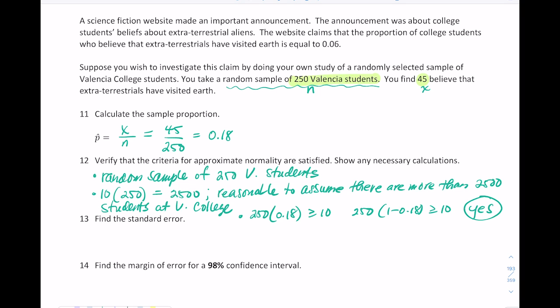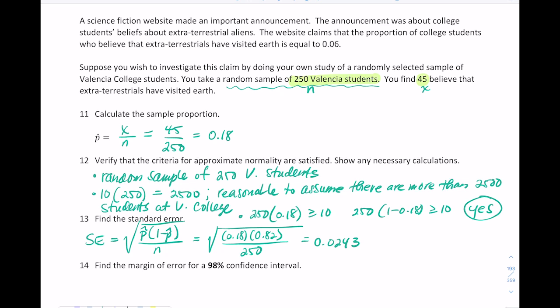So the true percentage of Valencia students who believe that extraterrestrials have visited Earth. Okay, so I need to find the standard error. And to do that, remember, I'm using the same formula I used for hypothesis tests, except instead of p, I'm using p hat because, again, I don't know p. So you're just going to substitute your numbers in here. P hat is 0.18. 1 minus 0.18 is 0.82. And I'm dividing by my sample size, which is 250. Okay. When I do that, I end up with 0.0243. So that's my standard error.